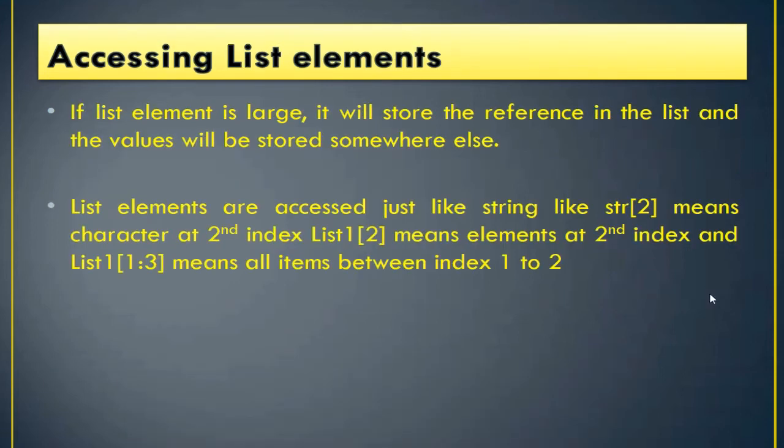Okay. Next, if a list element is large, it will store the reference in the list and the values will be stored somewhere else. Now list elements are accessed just like a string: str2 means the character at the second index, list1 of 2 means the element at the second index, and list1 of 1:3 means all items from index 1 to 2. Okay, if you write 1:3, then it will display only index 1 and 2, and if you write 1:4, then it will display 1 to 3, meaning it will stop before the last index.